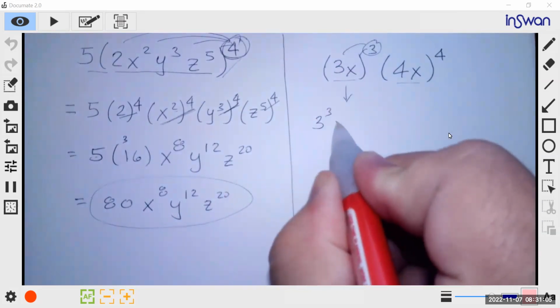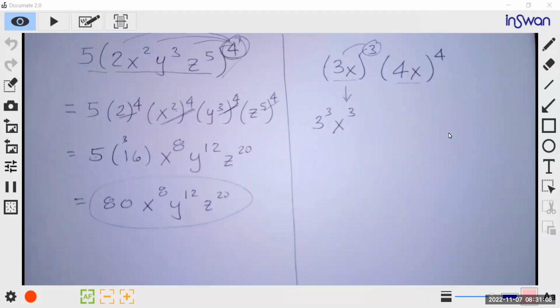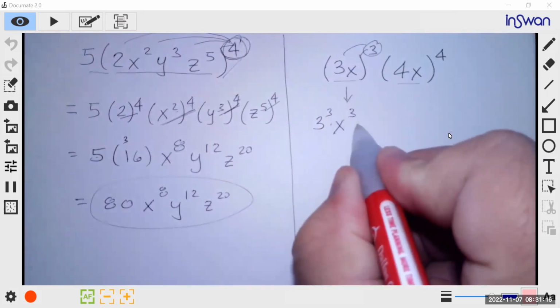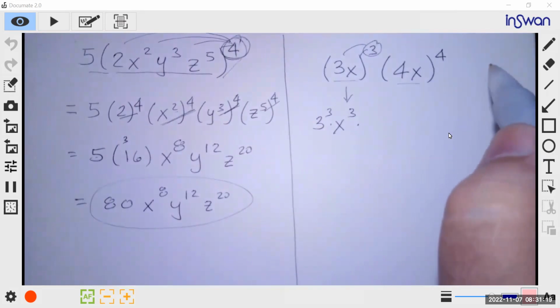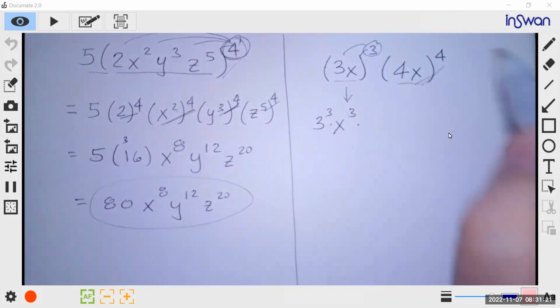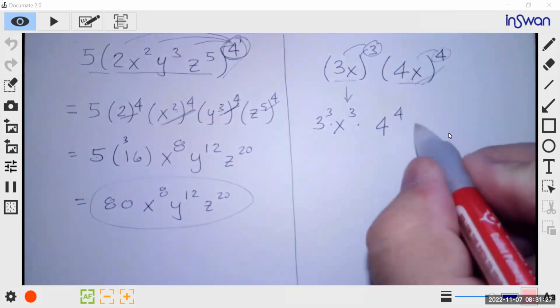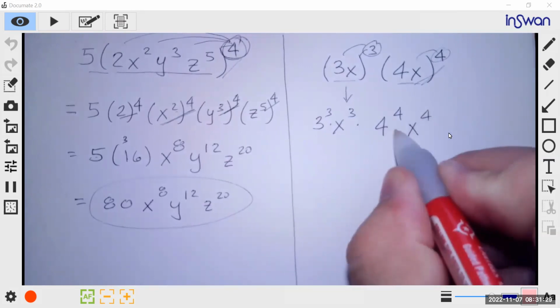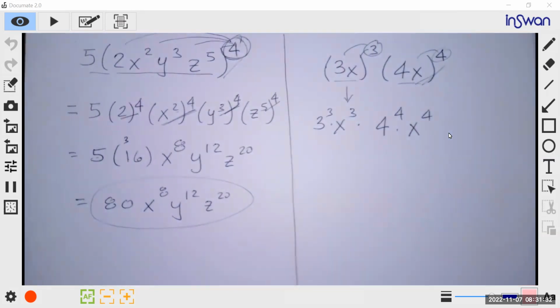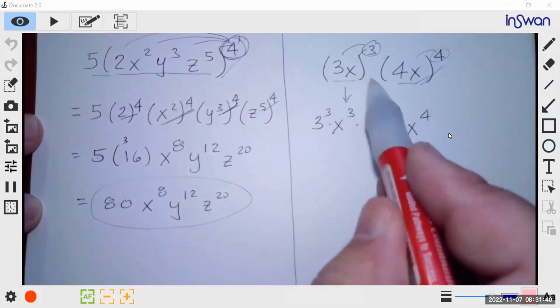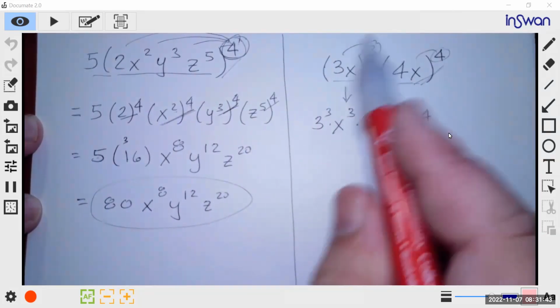3 to the third, x to the third. Remember, they're still multiplied. Same with the second one. You can't do anything inside there, so we have to get rid of it. So we have to distribute. 4 to the fourth, x to the fourth. And these are all multiplied. You can't do anything as long as you have parentheses, so we get rid of them, distribute.